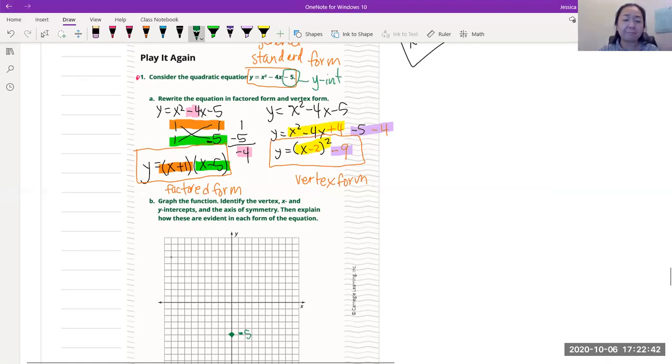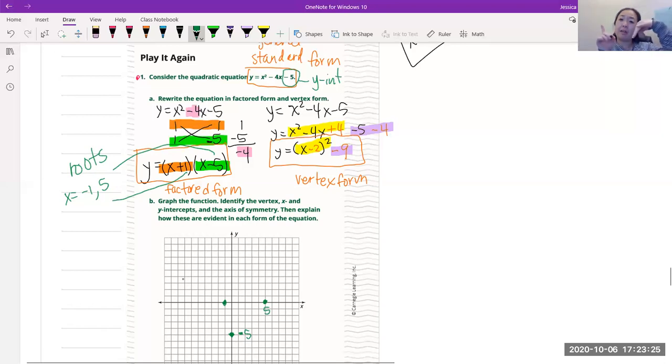From factored form, what do we know? Well, we know the roots, right? I'm going to write on here the roots. Remember, it's the opposite of what we see. So x is equal to, right here, -1 and +5, right? So our roots are going to be at -1 and +5. 1, 2, 3, 4, 5. Just going to write that as a 5. All right, so that's what my roots tell me.